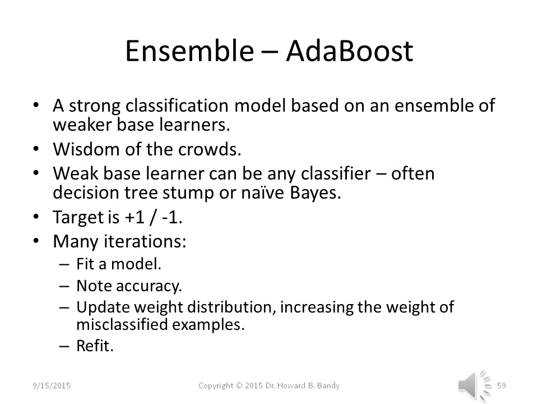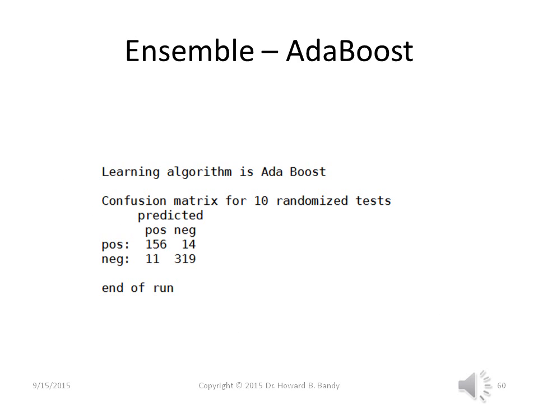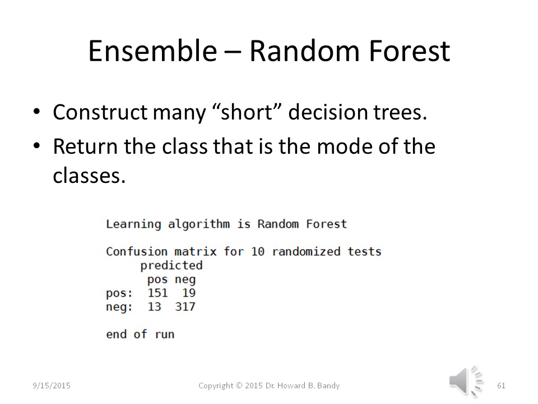For AdaBoost, you'll see that there are 25 off-diagonal or misclassified entries. And for random forest, there are 32.